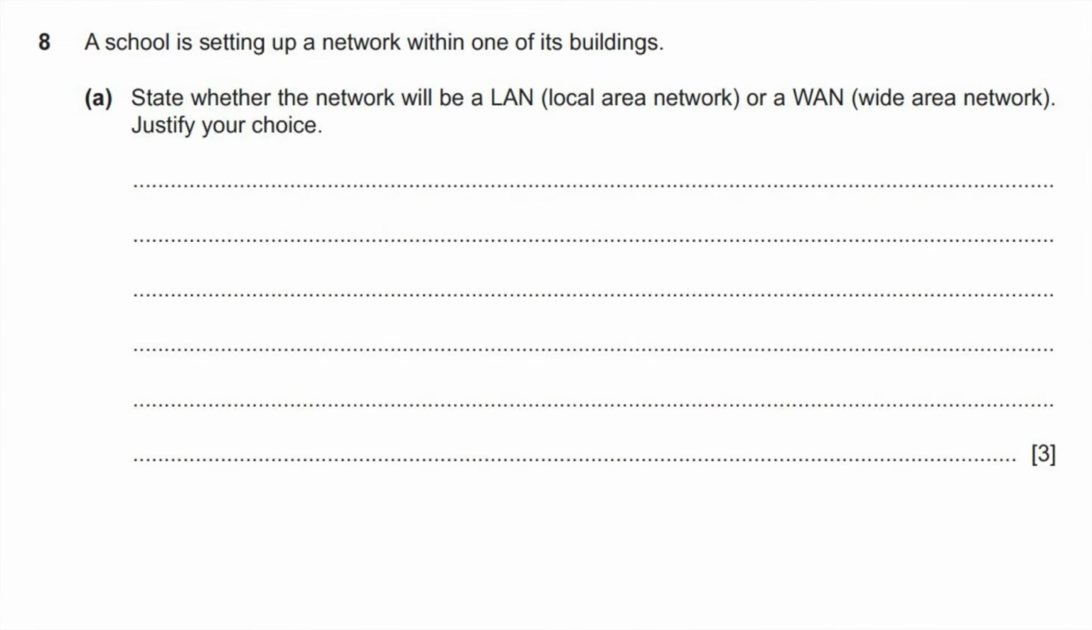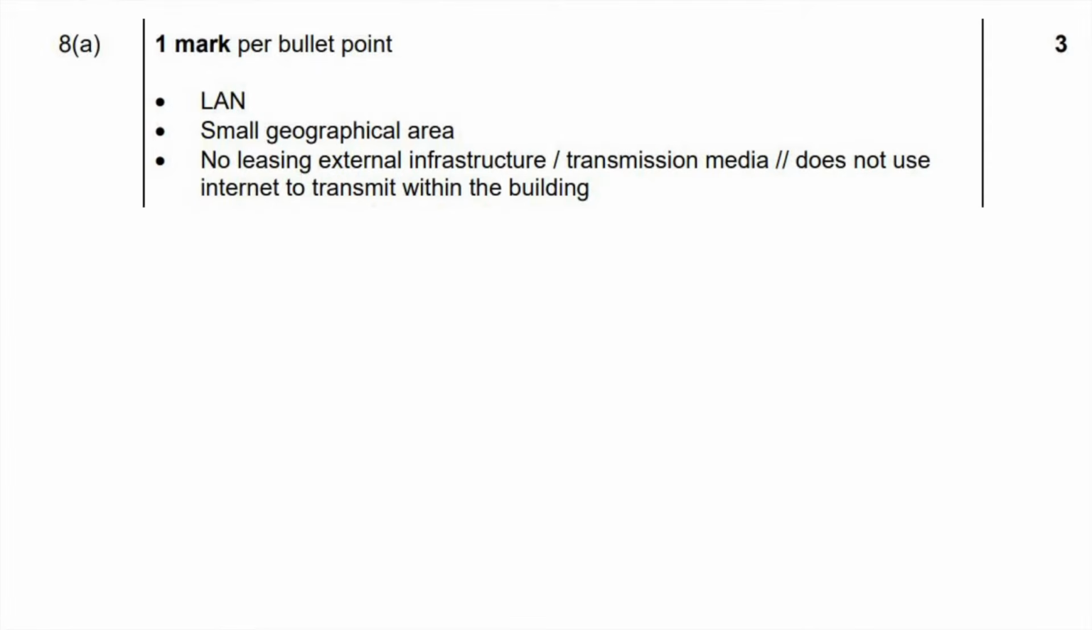Next, state whether the network will be a local area network or a wide area network. Justify your choice. A school is setting up a network within one of its buildings. If it's just a building, I think it's pretty obvious it's going to be a local area network: small geographic area, and we don't need to lease any external infrastructure. And we're not using the internet to transmit within the building, because the internet would make it a wide area network. We might use the internet inside a building, but we don't necessarily need to.